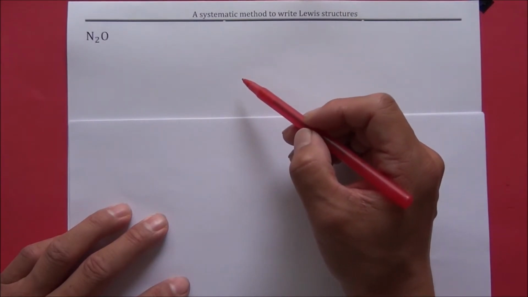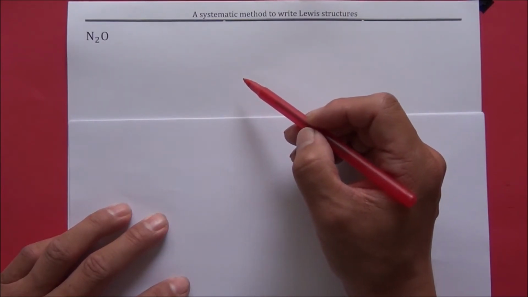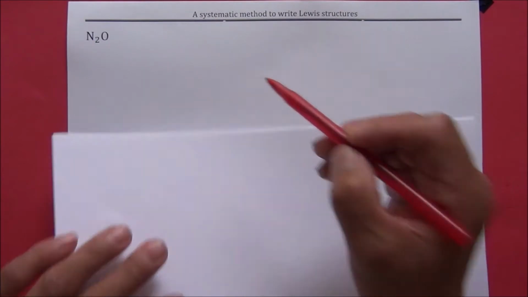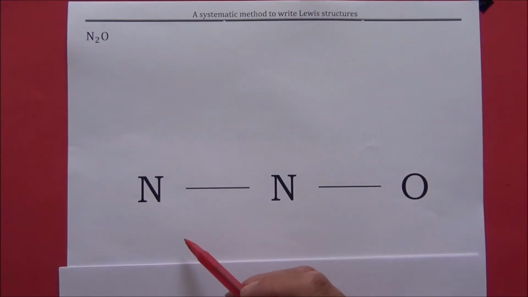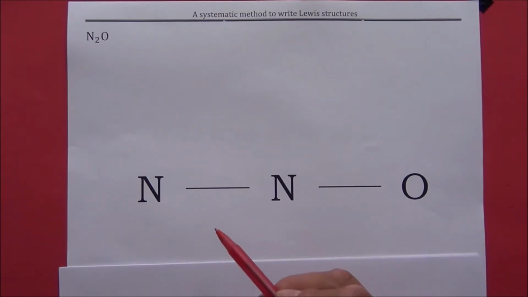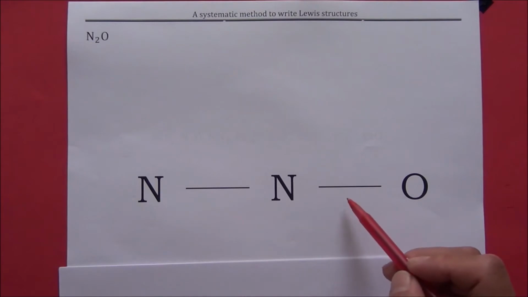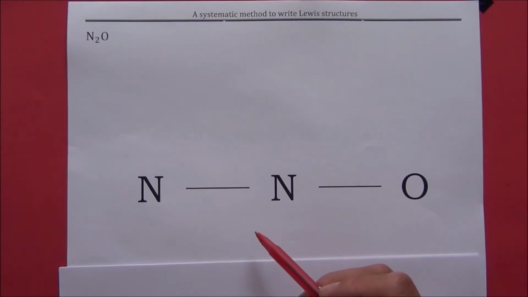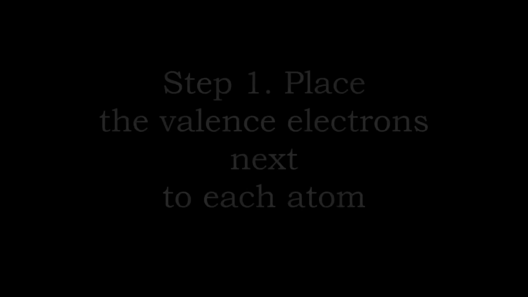Before you start to write your Lewis structure, your instructor should give you a skeletal structure. This is the skeletal structure of N2O. A skeletal structure tells you the connections between different atoms. An individual line in the skeletal structure may not represent a single bond. This is different than a Lewis structure.